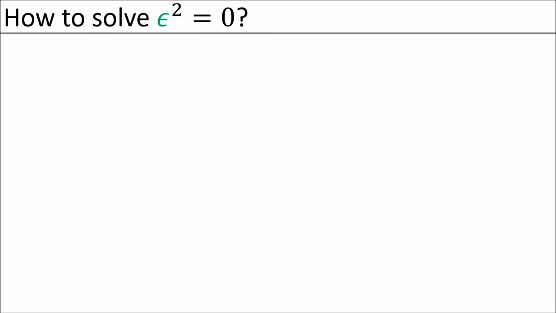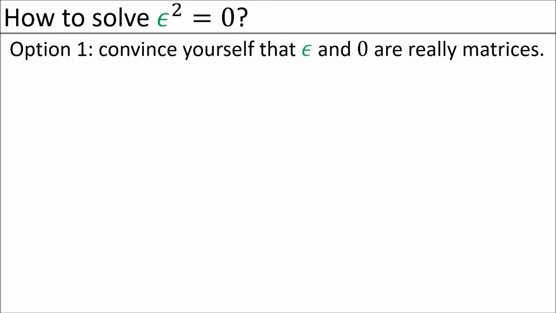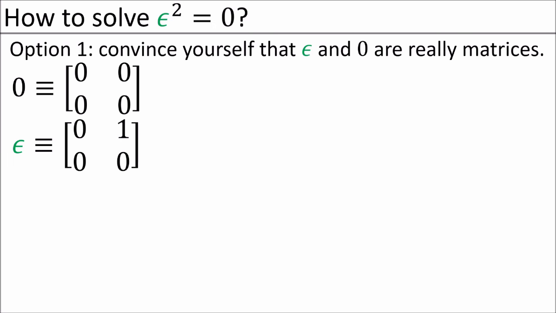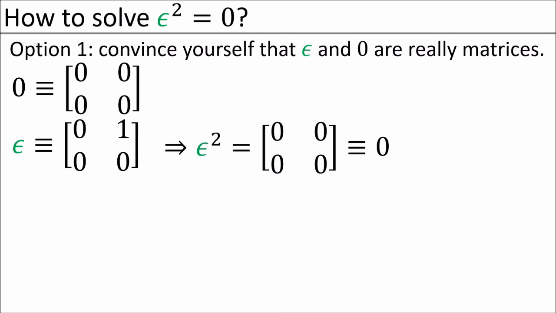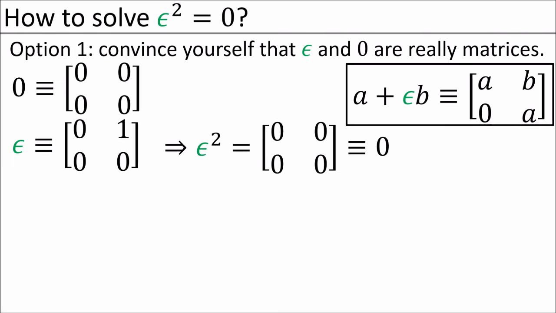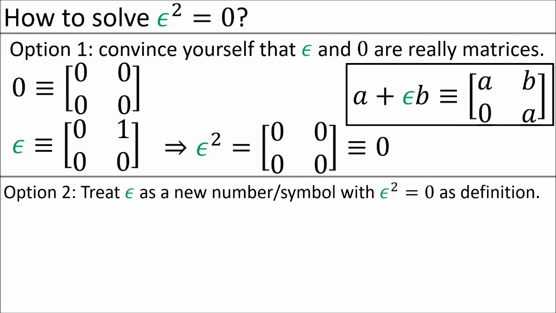As a quick aside, sometimes in Clifford algebras, we also include symbols that square to 0. If we have a symbol epsilon that squares to 0, we can again interpret this as a matrix problem, where 0 is the zero matrix and epsilon is a matrix that squares to 0, like this. But it's more common to treat epsilon as its own symbol, with epsilon squared equals 0 as the definition.